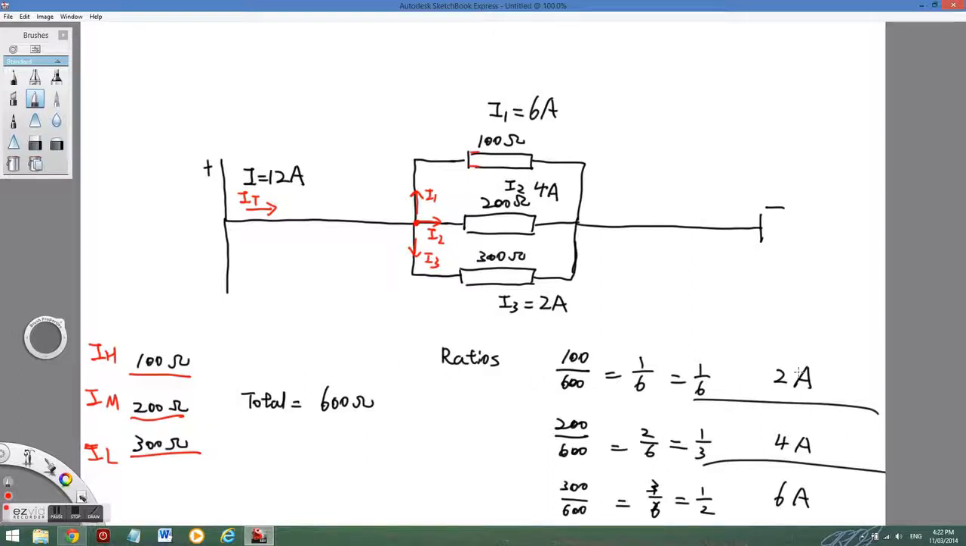After we did the calculation, I know 12 amps are going to split into 2 amps, 4 amps, and 6 amps. So just put it in. For high current, it must be 6 amps here. Medium current has to be 4 amps. The low current has to be 2 amps. So let's hold it down.